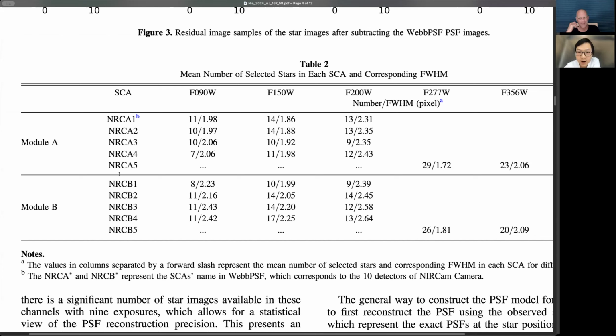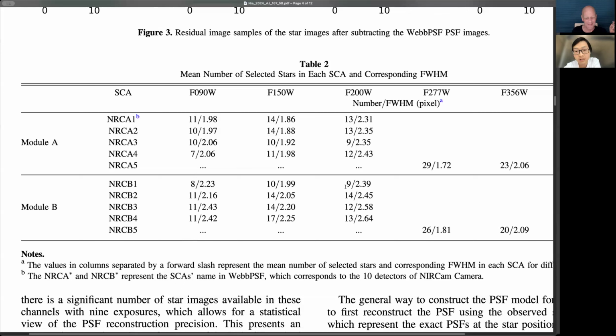For the short wavelengths such as F0902 and F2000, they have four chips for the module A area and for the module B area. But for the long wavelength bands, they have two big chips. This is configured as in the second column. And for the third and later columns, they show the mean star number extracted from our previous process. We can see for the short wavelength, they have only about 10 or 12 stars. That's pretty few.